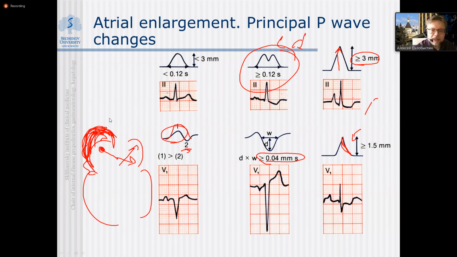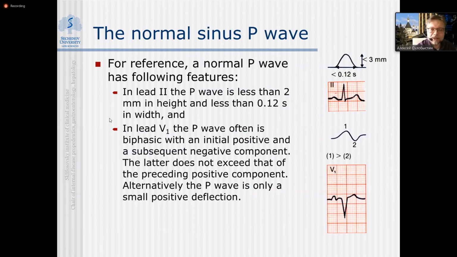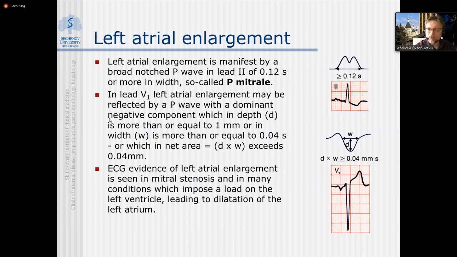And once again, in the next slides, that is a normal P wave, normal height, normal width, normal shape in the first chest lead. That is the P mitrale, that is wider, and with a second top, the M-shaped P wave or notched P wave in second standard lead, and in first chest lead, there will be enlargement of the second negative component.